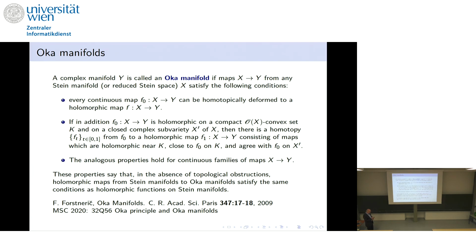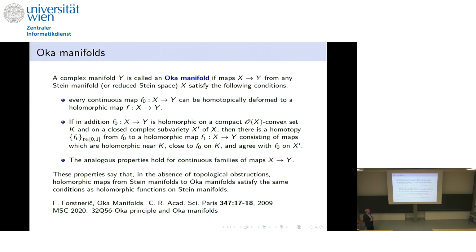So these properties say that in the absence of topological obstructions, holomorphic maps from Stein manifolds to these Oka manifolds satisfy exactly the same conditions as holomorphic functions on Stein manifolds. Namely, this approximation condition is nothing else but the Oka-Weil approximation theorem if you talk about functions. And the interpolation condition is the Oka-Cartan extension theorem. The parametric case has not been considered classically, but in this theory, it's very important.